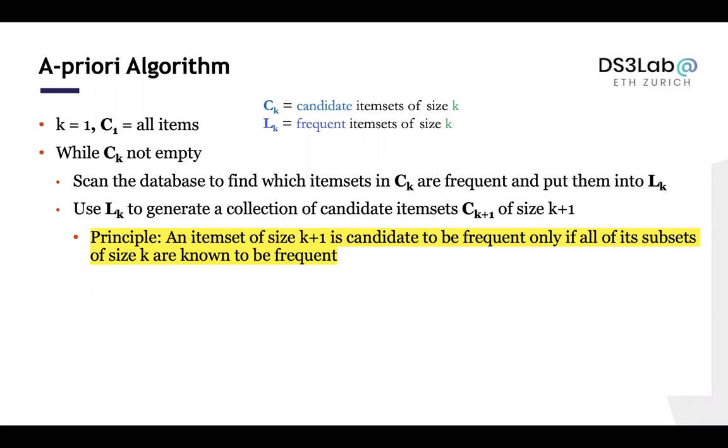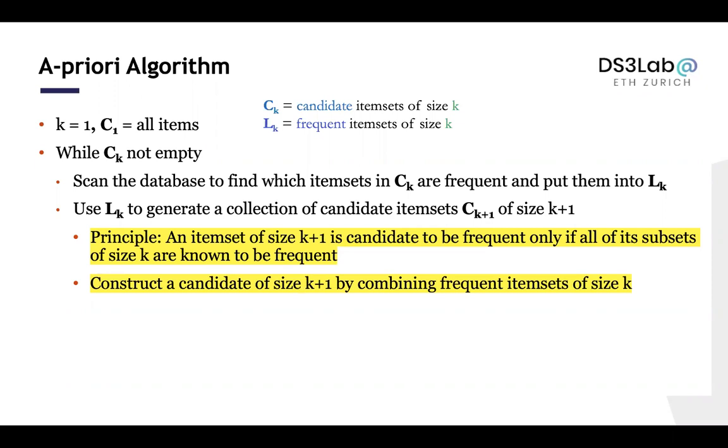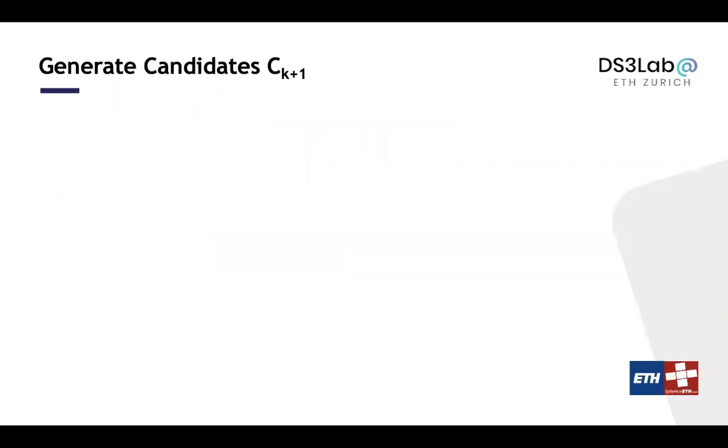So essentially, when we generate CK plus 1, we are going to take LK, which is all the item sets of size K that we know to be frequent, and then find another larger item set of size K plus 1, for which all of its subsets are in LK. So that is actually the game that we are going to play. So how can we do that? There's actually a very simple way to do it, and that's actually kind of beautiful.